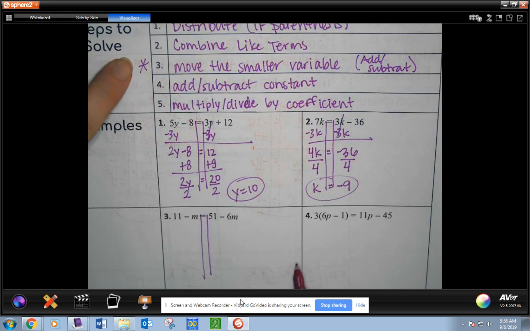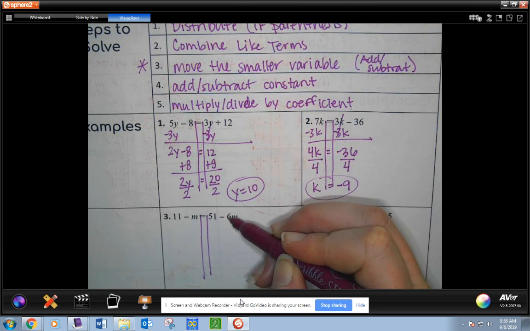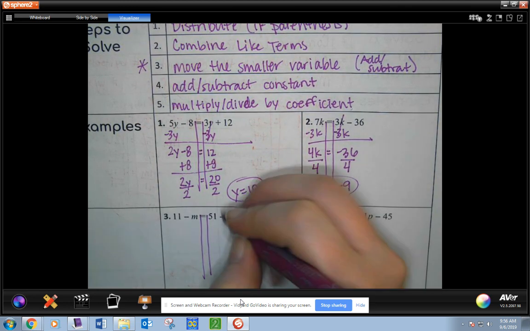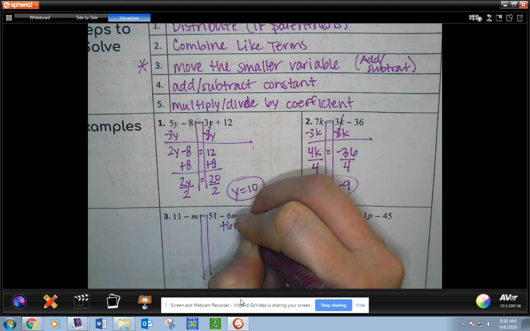So now I'm on step 3, which is move the smaller variable. Well, for the smaller variable, I have a negative 1 and a negative 6. Negative 6 is actually smaller, so I'm going to do the opposite and add 6.